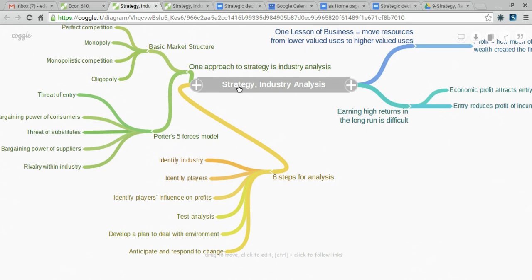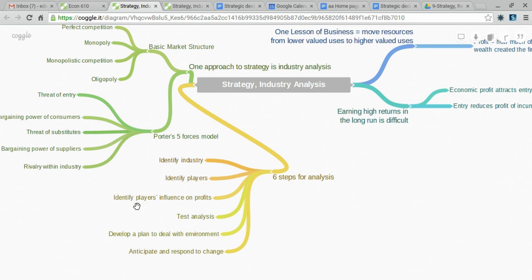To apply either of these approaches, particularly the Porter's 5 forces model, an analyst should follow 6 steps. First, identify the industry. Exactly what is the industry you're describing or studying? Identify the players in the industry. Who are the firms in the industry? Who are the potential entrants? What products outside the industry are substitutes? Who are the consumers? Who are the suppliers?